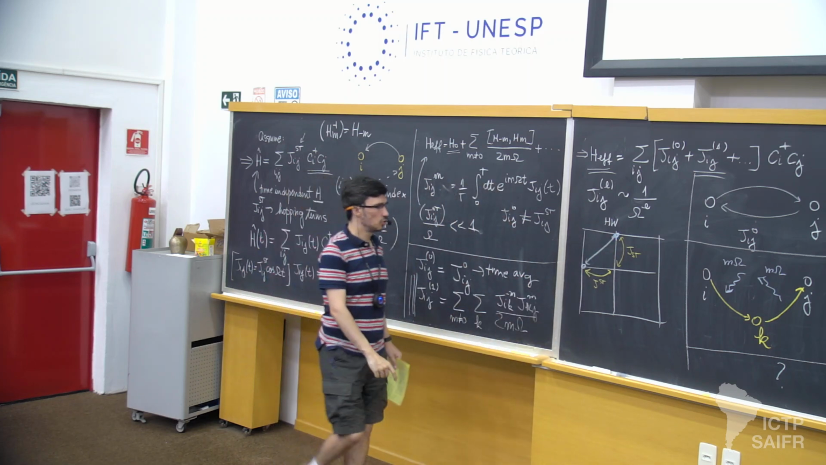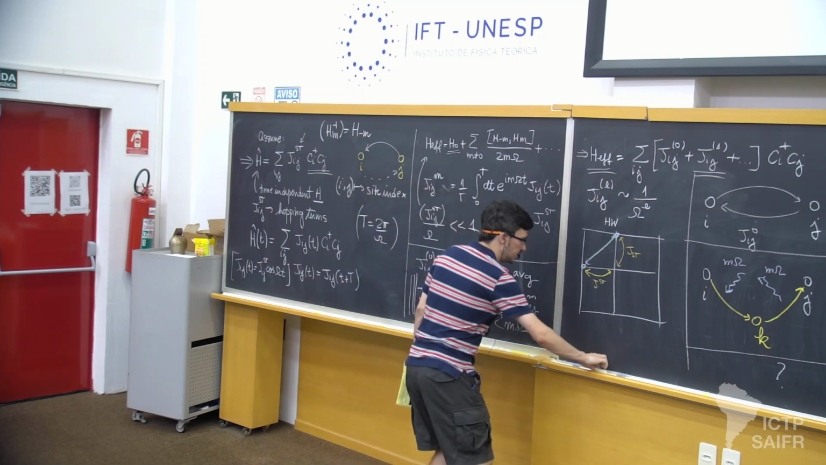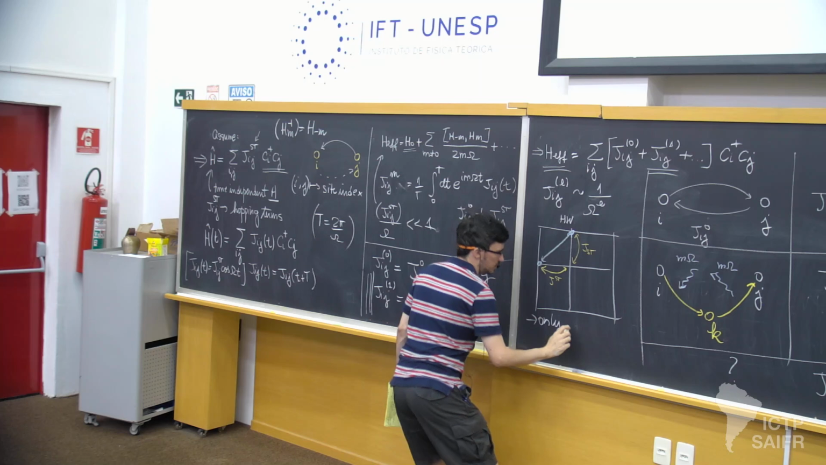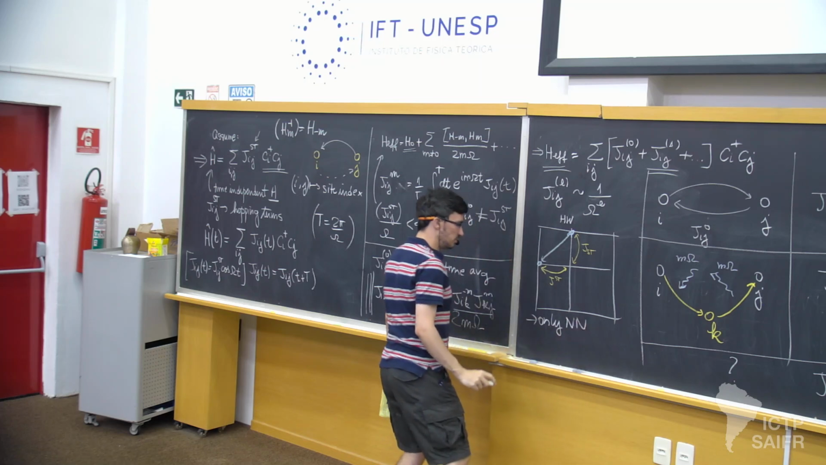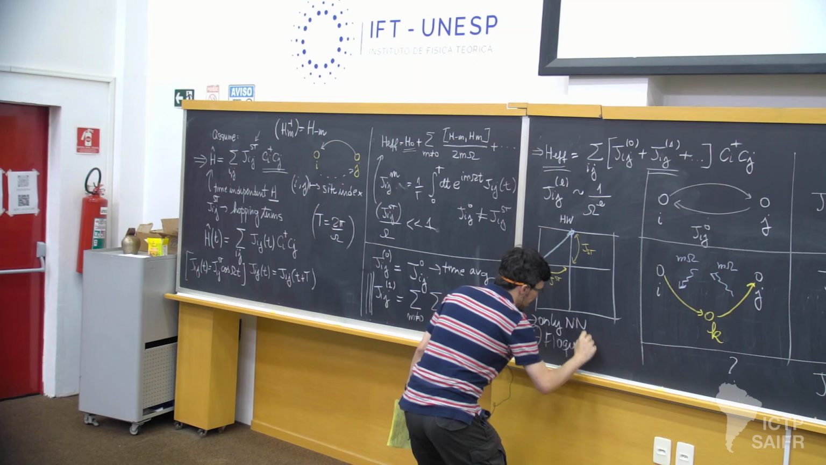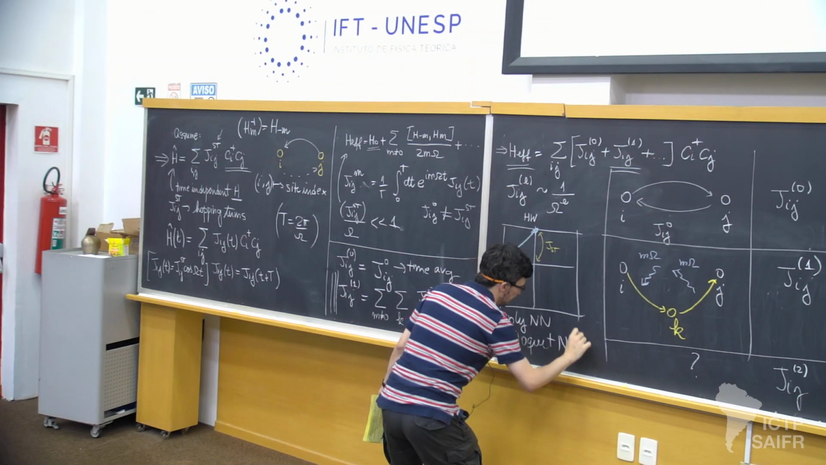Okay? So you had only nearest neighbors. Only nearest neighbors. We call it NN in equilibrium. But if you add Floquet, we have next nearest neighbors.